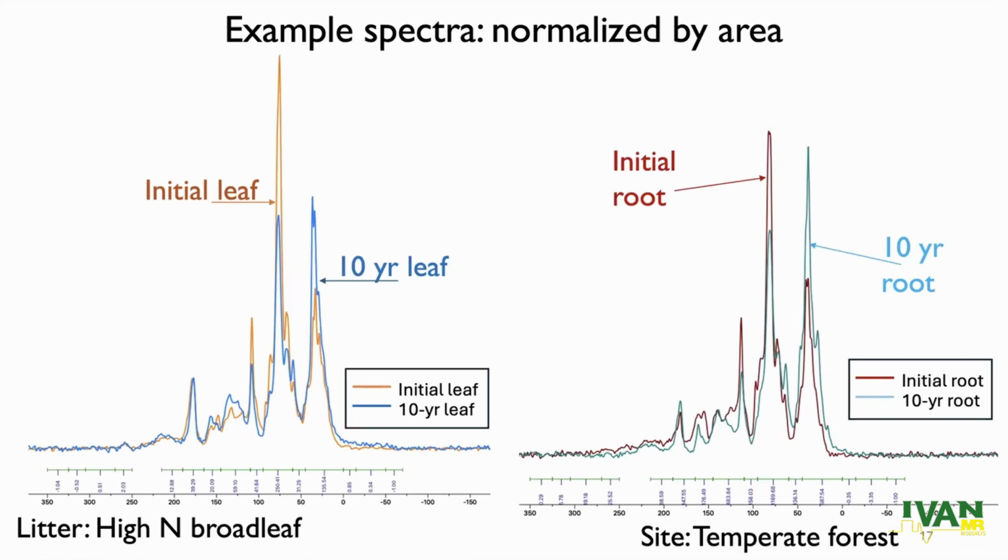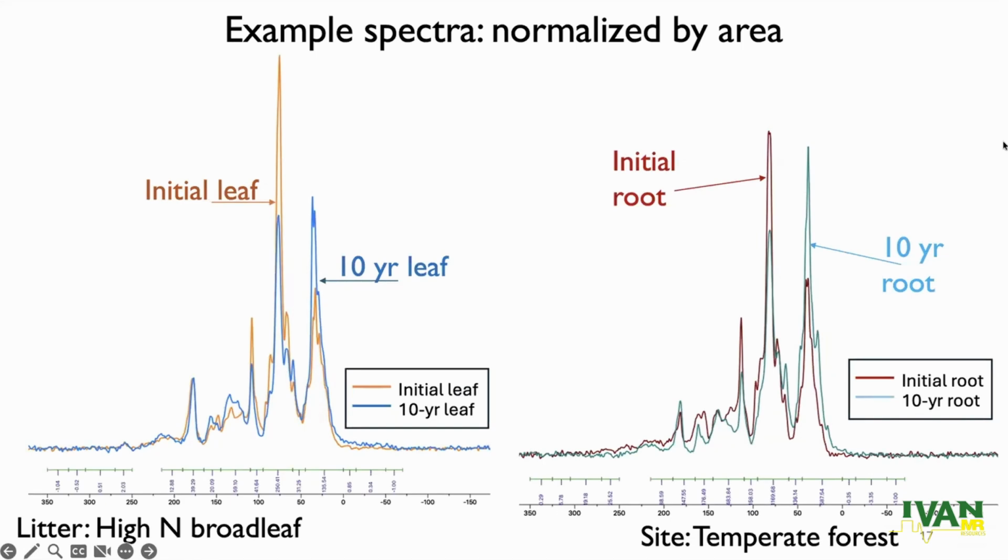But first, I just wanted to show you what some of those spectra look like. The litter that I'm showing you here is a high nitrogen Drapetes leaf in a temperate forest site, that Harvard Forest site. Over here, this is showing you in orange the initial leaf and the 10-year leaf in blue, and the initial root in red and the 10-year root in blue.